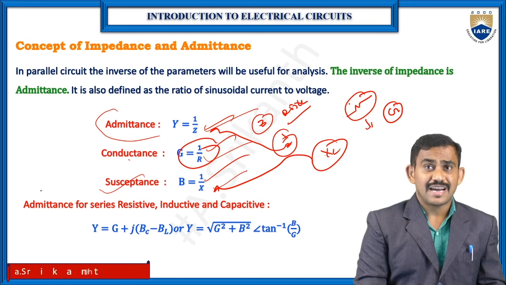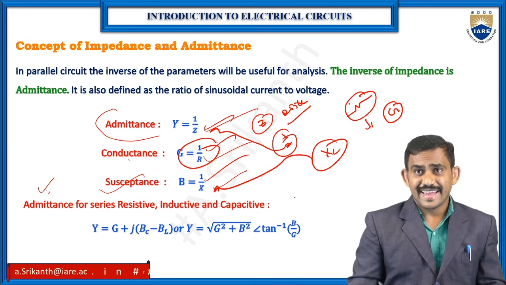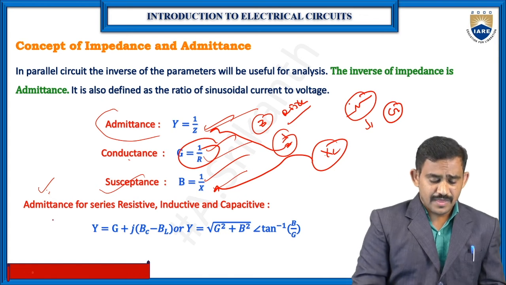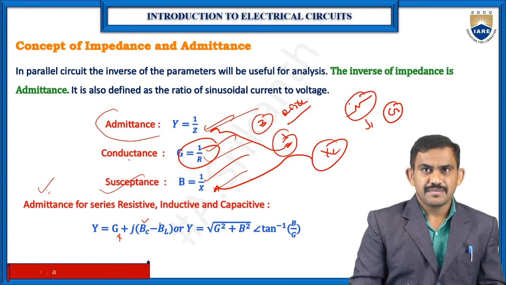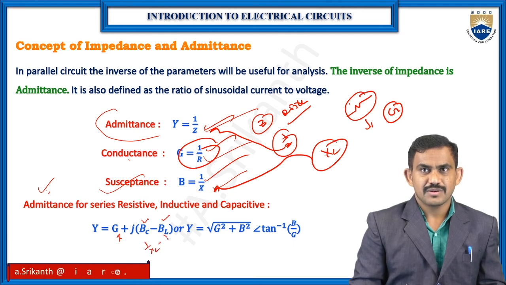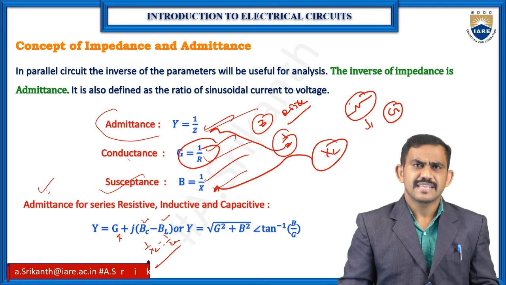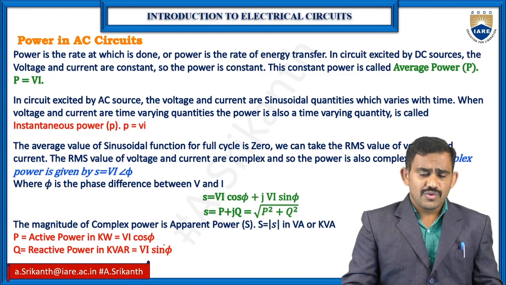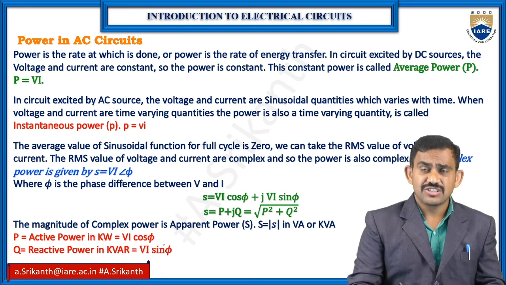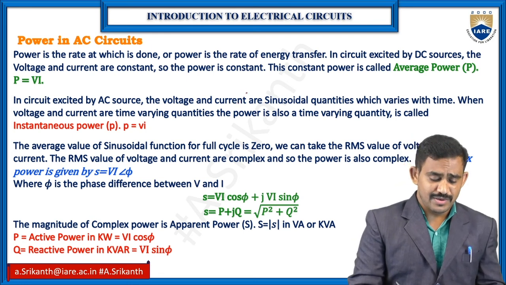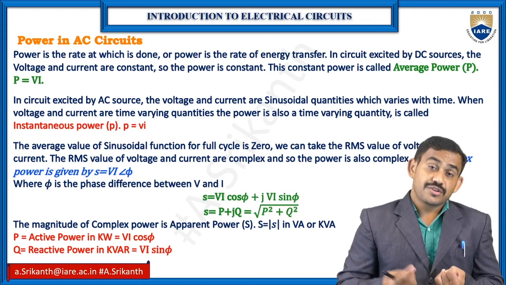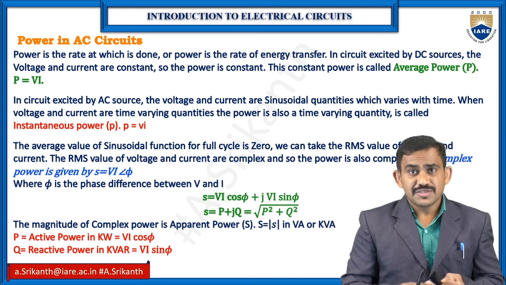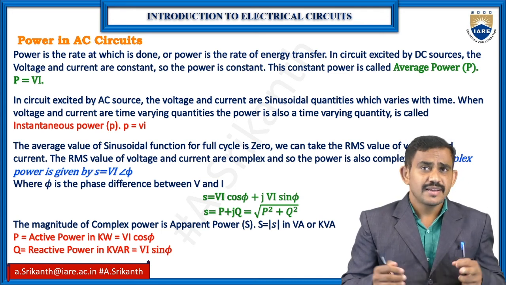When you want to find the admittance value, with R, L, C all three in series, then G is 1 by R, which is nothing but the reverse of impedance. And here we have BC and BL, so 1 by XL minus 1 by XC, the reverse of impedance. And coming to power, we mainly have three things: active power, reactive power and apparent power. Real power means what you are utilizing from the supply, reactive power means what we are not utilizing from the supply, and apparent power means your complex power.